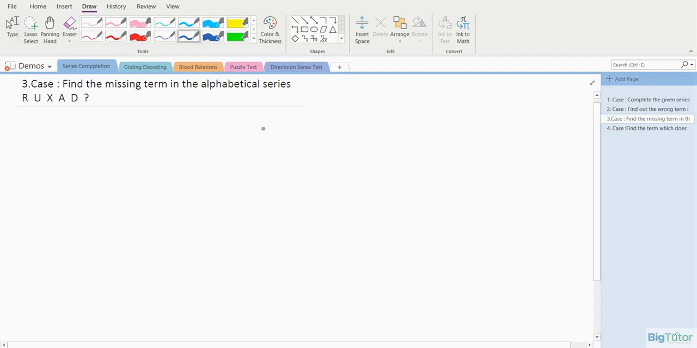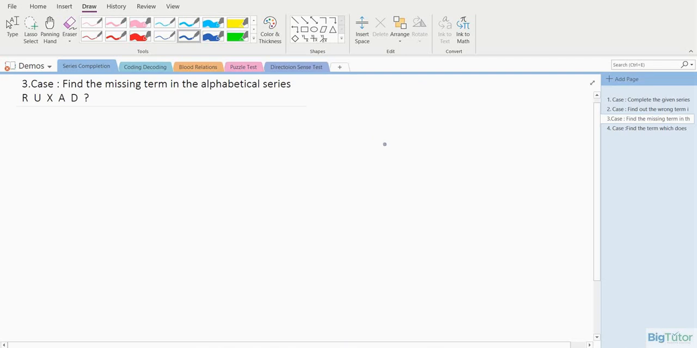Now for solving this problem, I have a shortcut for you. The numerical series is always easier to find the pattern in than the alphabetical series. So first what we do is convert this alphabetical series into a numerical series and then find out the underlying pattern of the series. So that is what we are going to follow in this problem.